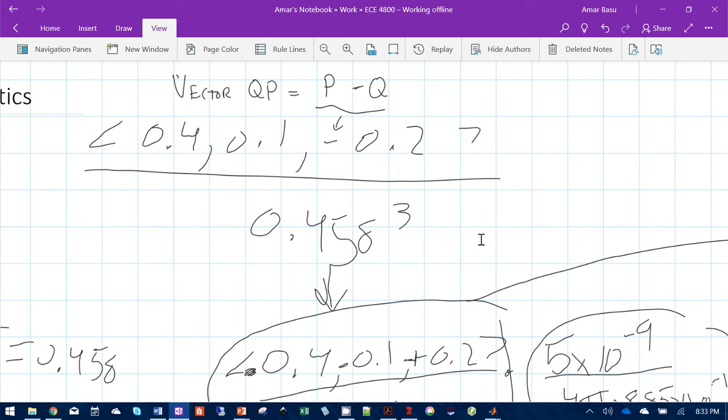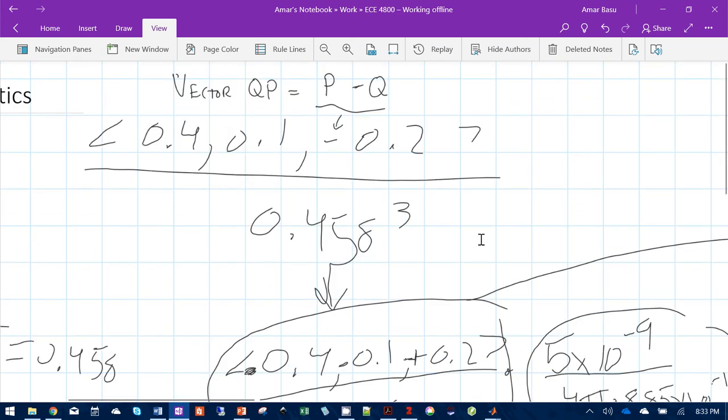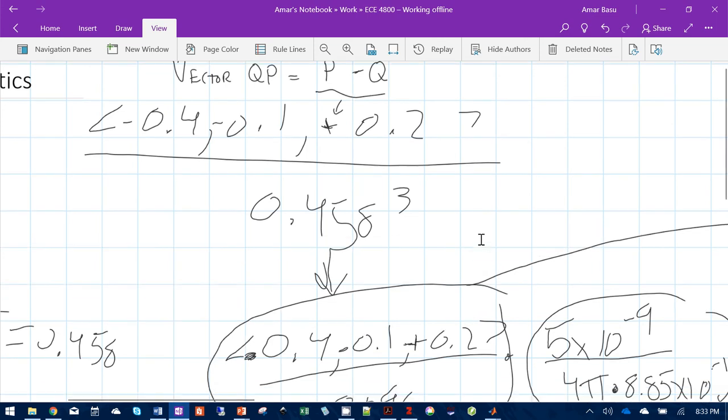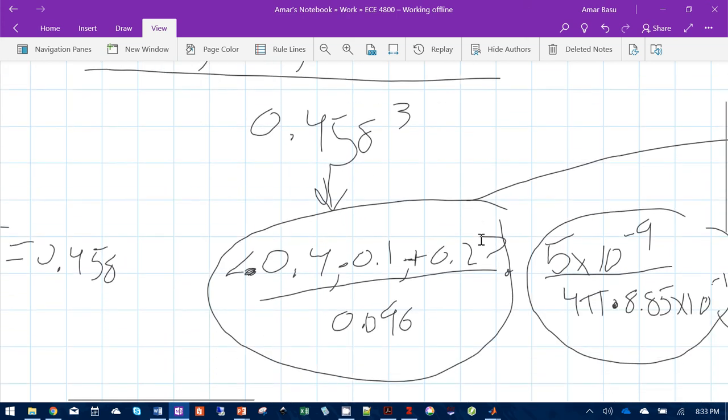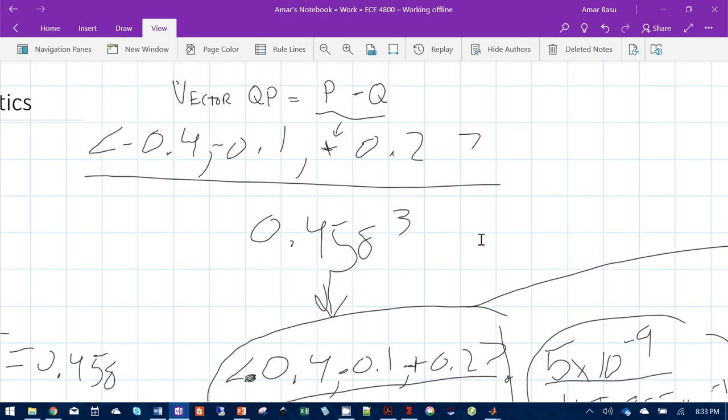Wait, was that correct? Didn't we have a negative sign there? Yeah, this should be a negative sign. This should be a negative sign. And then this should be a positive sign. You subtract the coordinates of Q from the coordinates of P. Just for everyone's knowledge, this is a positive sign here.